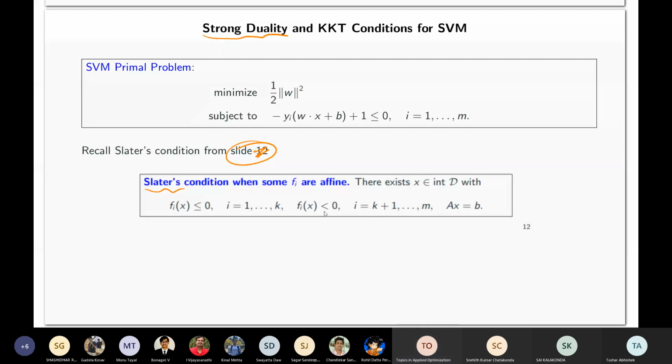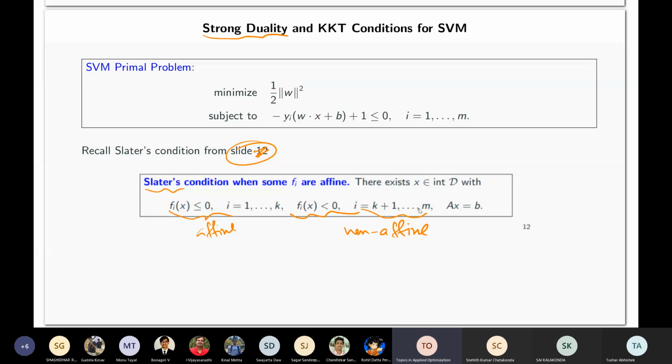Okay, so these are like affine, and these are non-affine. So this is something we did in the previous classes: if you have affine inequality, then there is no need to find x for which strict inequality holds. Strict inequality is needed for the Slater condition only when we have a non-affine function, in other words, non-linear.